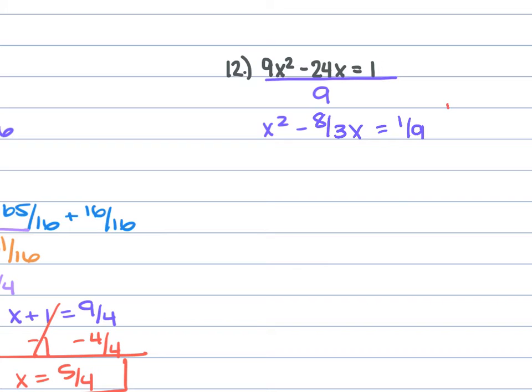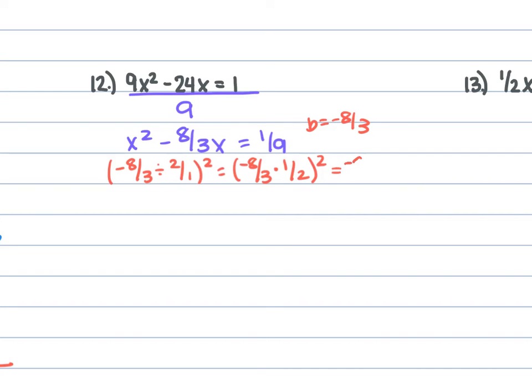My b is negative 8 over 3. So I'm going to divide that by 2, which is the same thing as negative 8 over 3 divided by 2 over 1, and then square it. So this is going to be negative 8 over 3 times 1 over 2 squared. Negative 8 times 1 is negative 8 over 6 squared is 64 over 36.